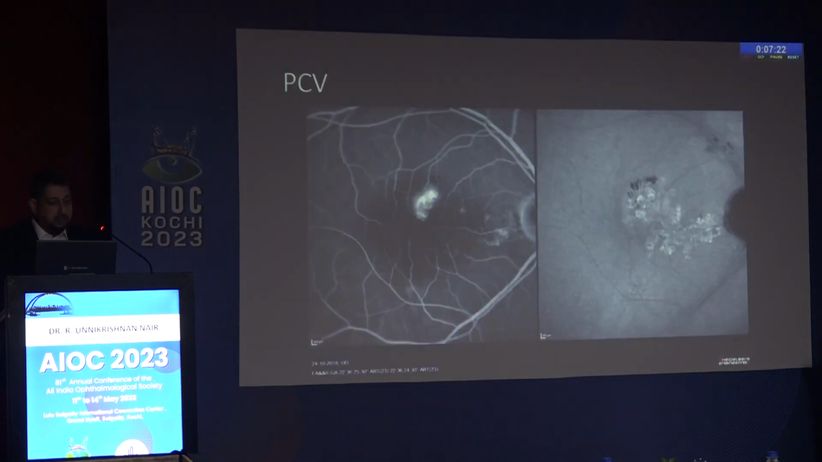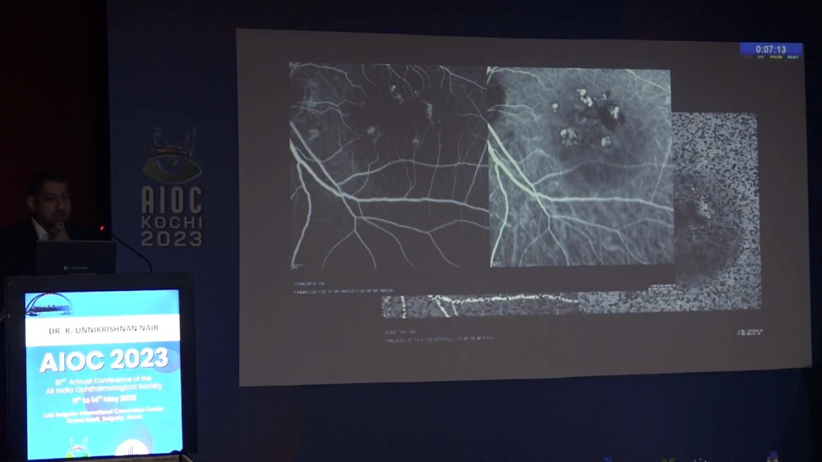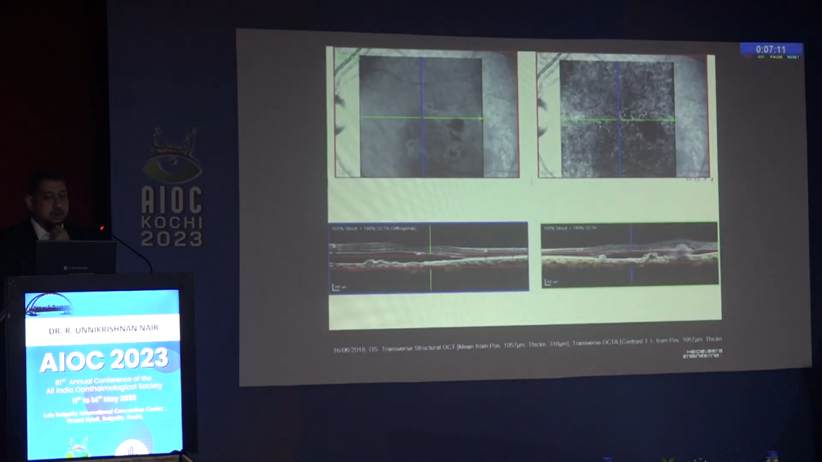Now let's go to PCV. PCV, we know how it looks. And when the OCTA came, it was slightly disappointing because the flow characteristics weren't perfect in OCTA. So I'll just show you. This is what a PCV looks like. The ICG would give much better.